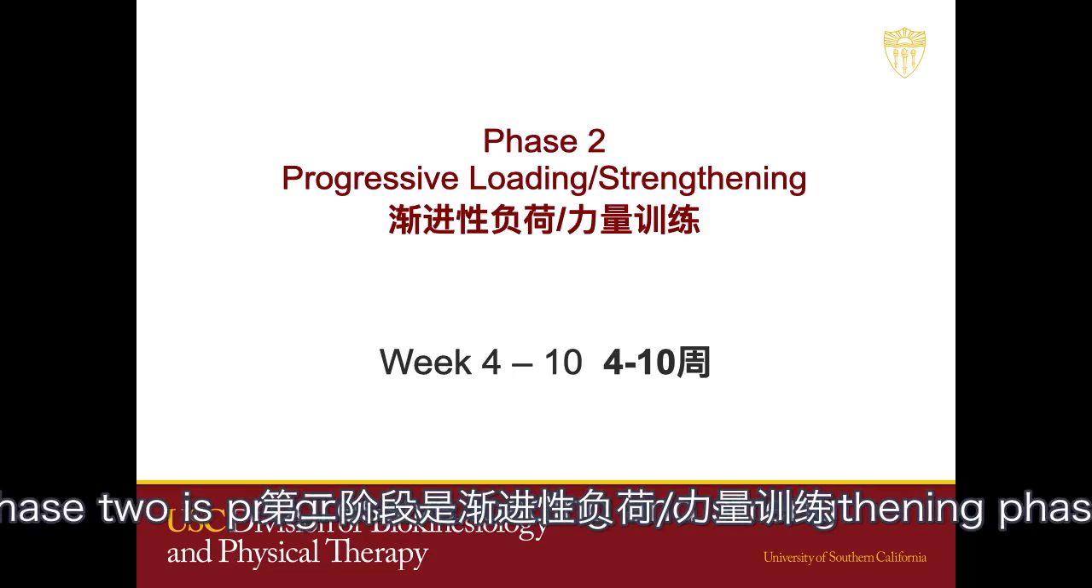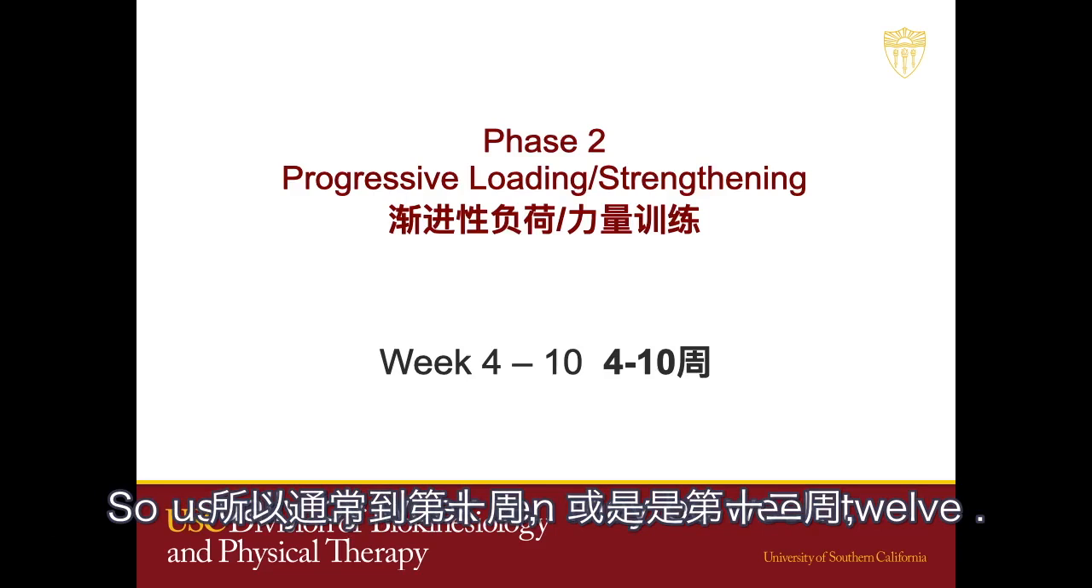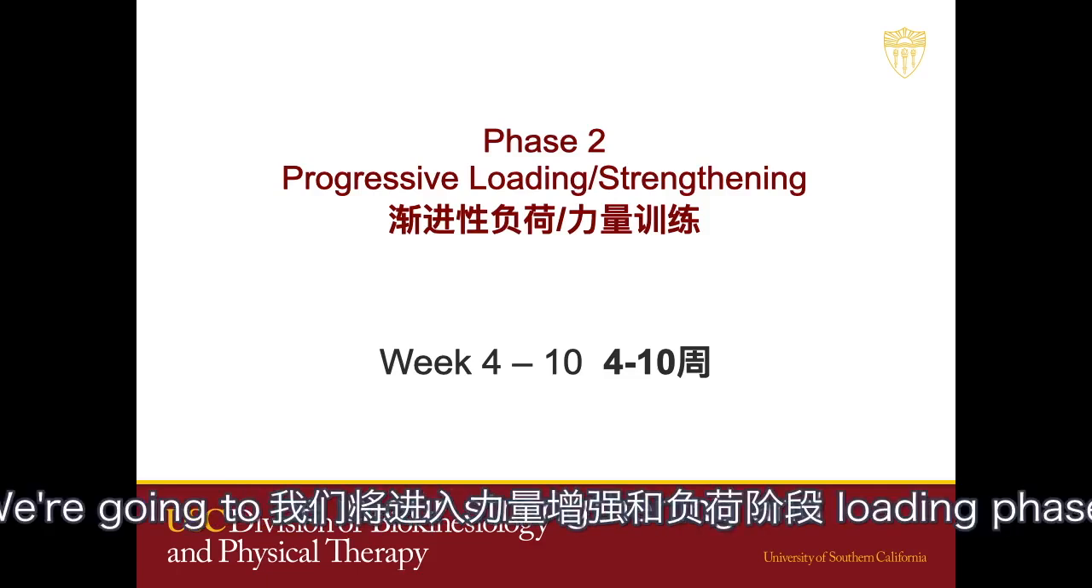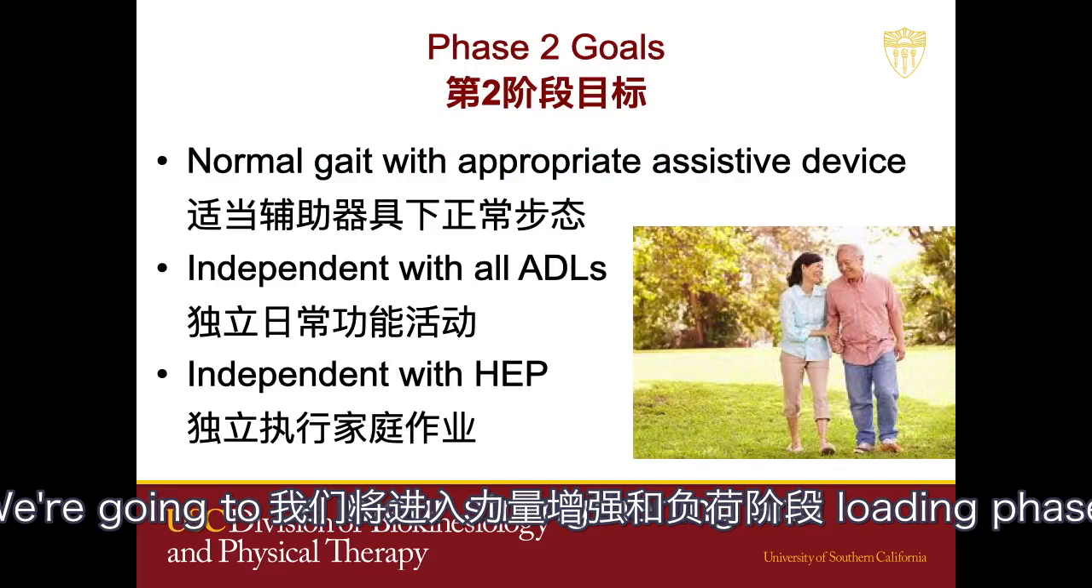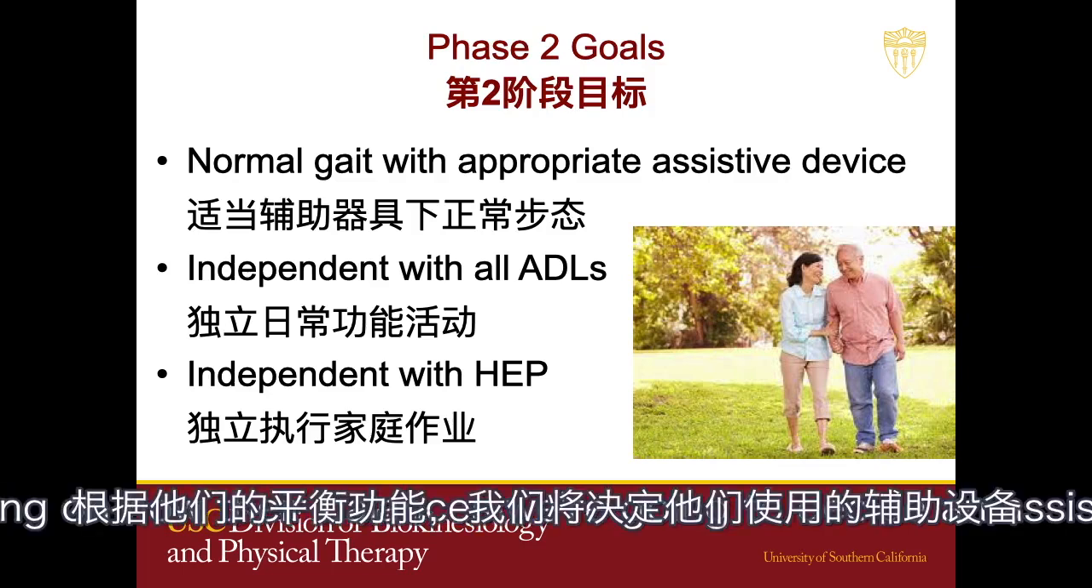Phase 2 is our loading and strengthening phase, and we're going to basically take about 6 to 8 weeks in phase 2. So usually by week 10, maybe week 12. Again, if it was a complicated situation, we're going to be in our strengthening and loading phase. And it's during this phase that we try to normalize gait and improve balance. So depending on how their balance is, we're going to decide an assistive device.